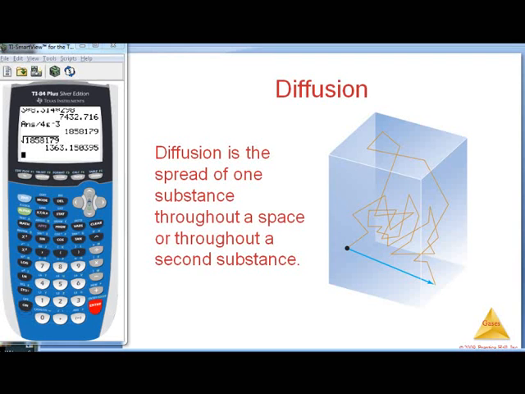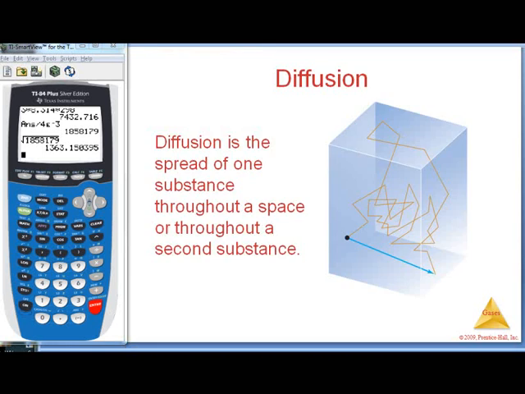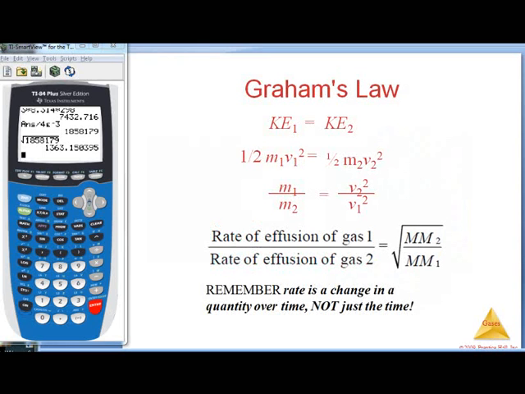So we said diffusion is the spreading of a substance throughout a space, right? So Graham's law allows us to compare the effusion of one gas to another. For the first gas, kinetic energy is going to be 1/2 mv squared. For the second gas, energy is going to be 1/2 mv squared. So if I rearrange this, I get the mass of one over the mass of the other is equal to the velocity squared of one over the velocity squared of the other.